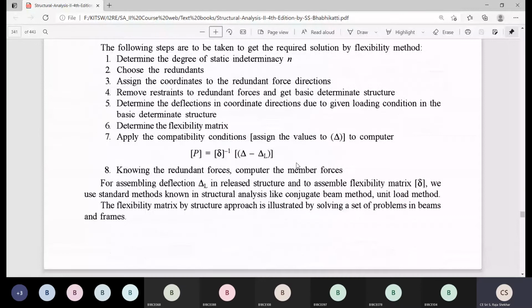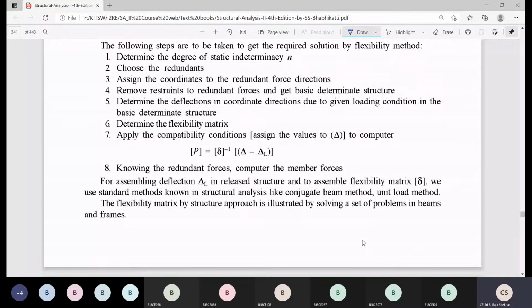First we will see the procedure for analyzing structures by using the flexibility matrix method, that may be a continuous beam or frame. So this is the procedure. First, for the flexibility matrix method, we need to determine the degree of static indeterminacy of the structure.